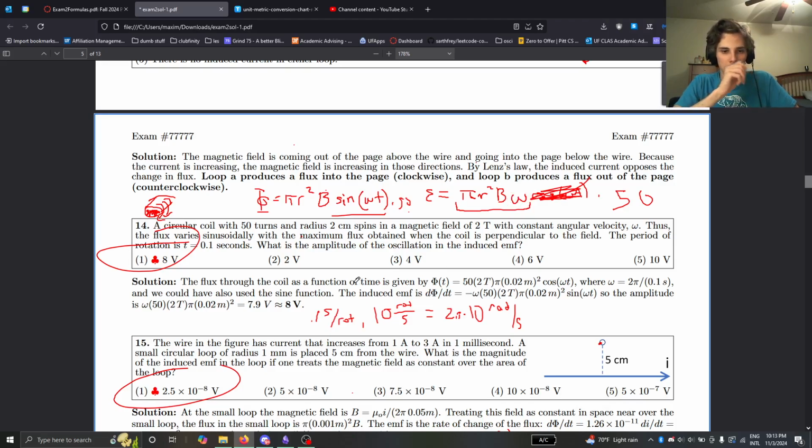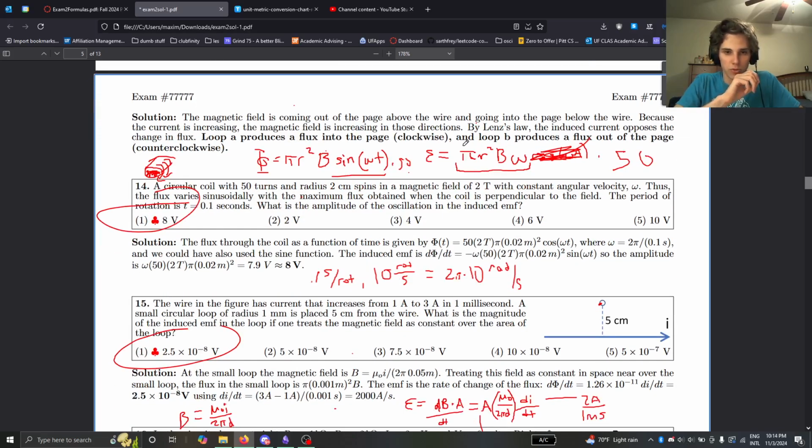If you're ever using an omega, make sure you know, if you have rotations a second, which is usually when they give you hertz, multiply by 2 pi to get radians a second. That's what omega is. And sometimes they'll give you the T, the seconds per rotation, the period. Then you will have to flip to get rotations a second, and then multiply by 2 pi to get your omega.